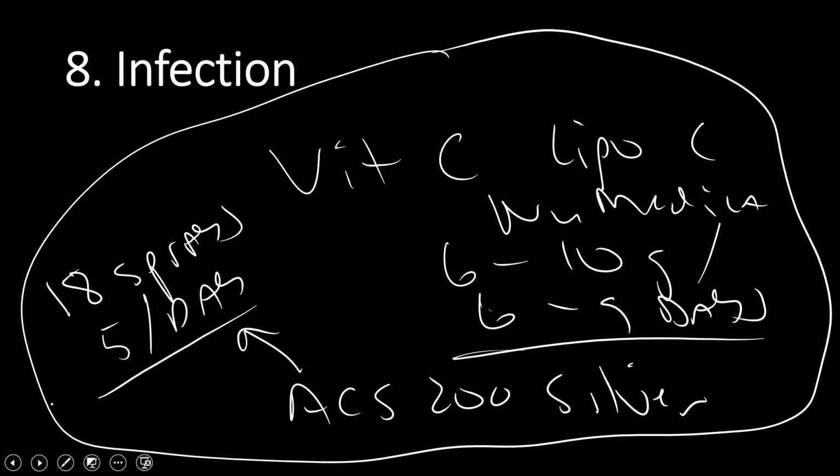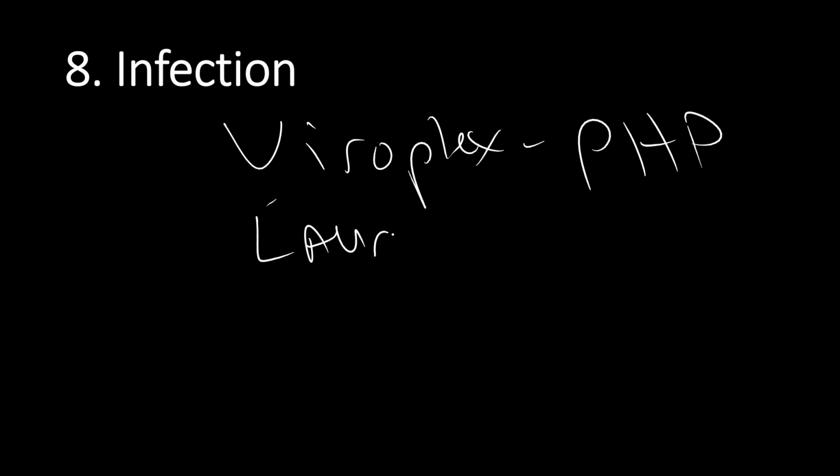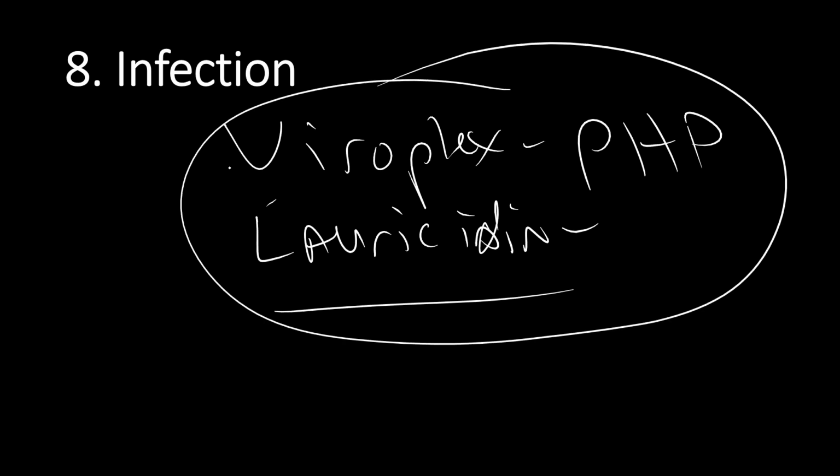If I have viruses, then there's two main things I'm going to use. And these are just for people just starting. I use Viraplex from PHP, Professional Health Products, a lot because it just has a lot of herbals in it. And I will use Lauricidin. I don't know what company that is. I think it's the Lauricidin people. You can call Pink and ask them about that. But I'll use those and dose those.